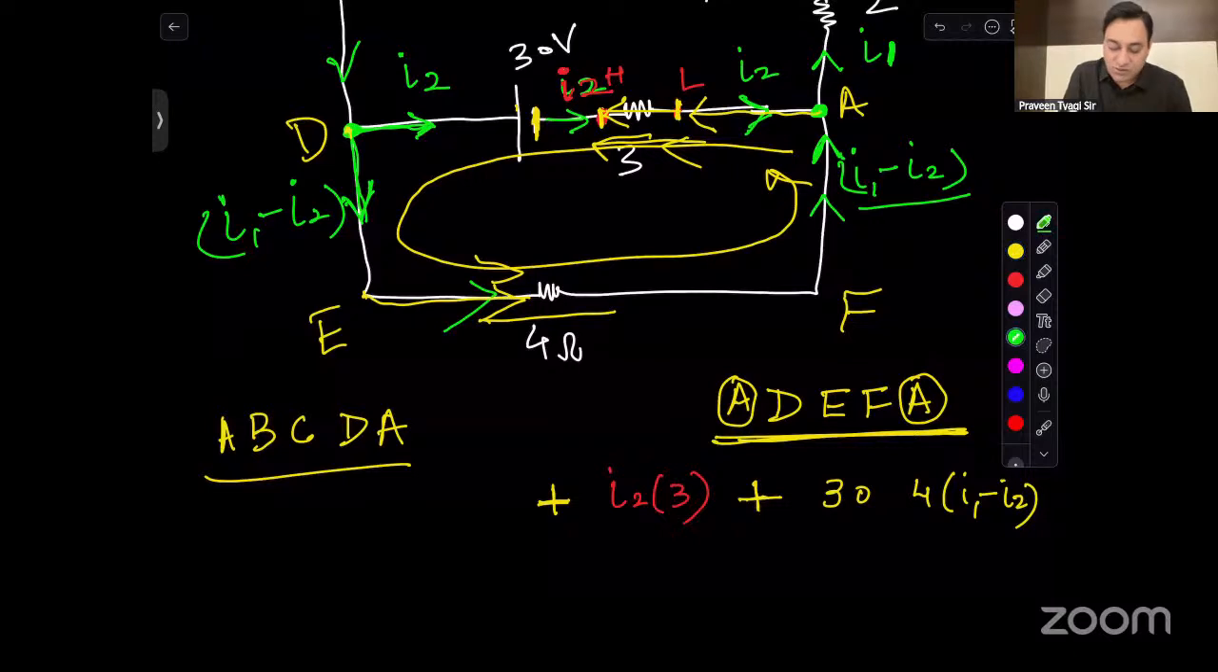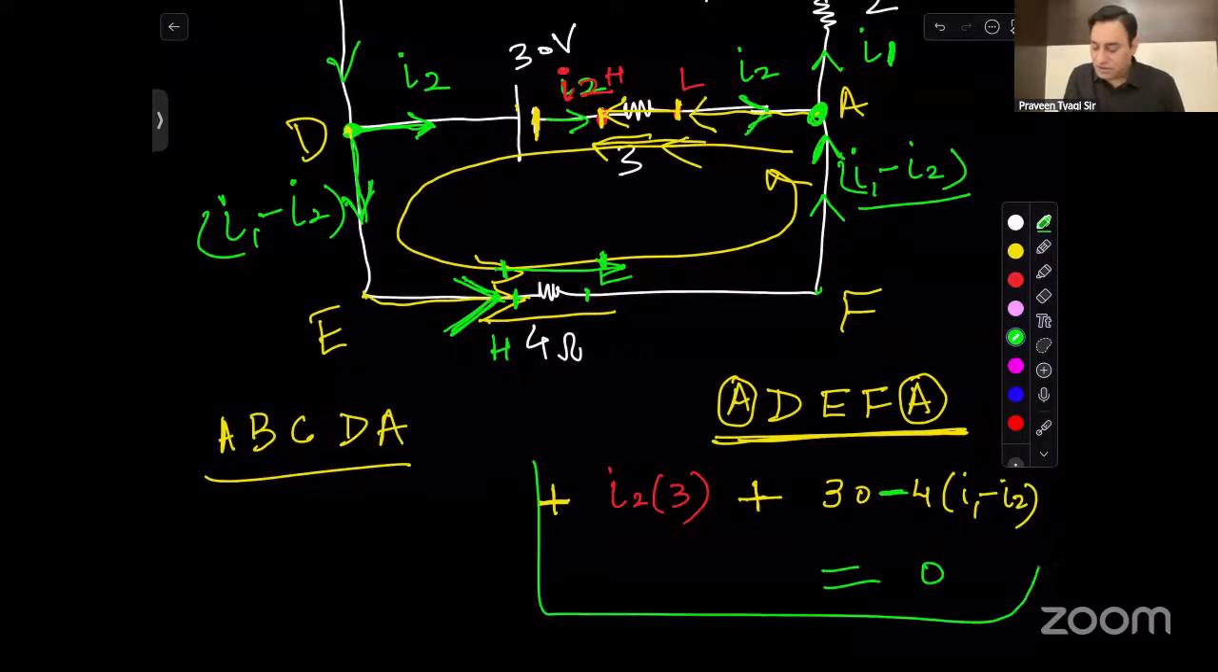Current has to flow from a higher potential to a lower potential. Current is flowing in this direction, which I have shown by the arrow. So when we are moving in this direction, we are going from higher potential to lower potential, so it will be a decrease, a minus sign. Then I reached this point A. There was no resistance here, so the total increase should be equal to 0. And this is the equation for the loop rule, Kirchhoff's voltage law.